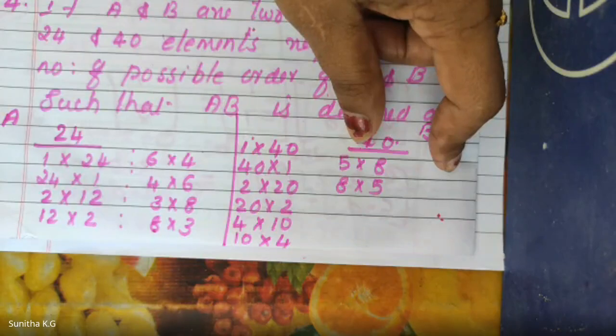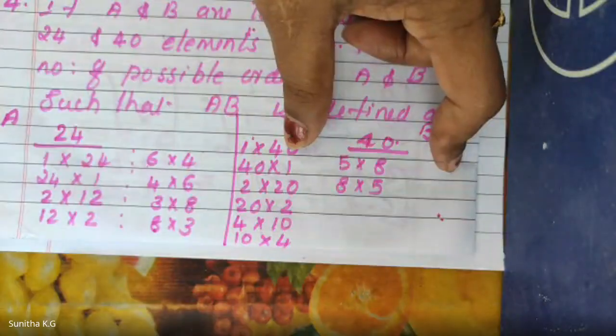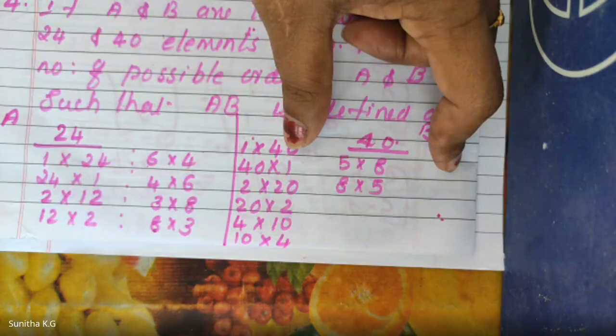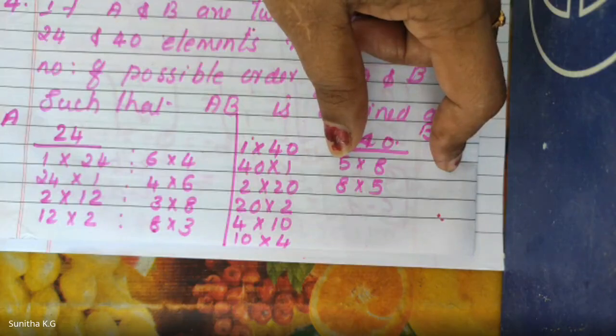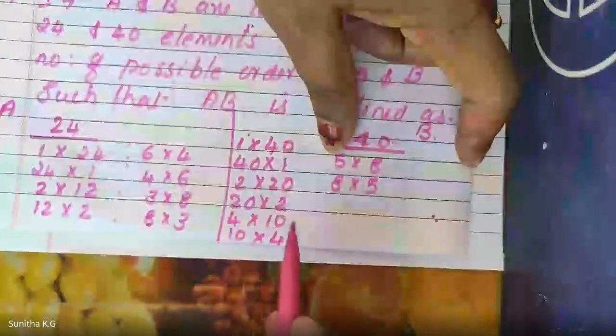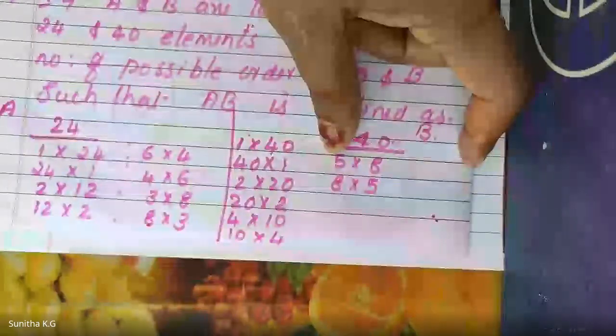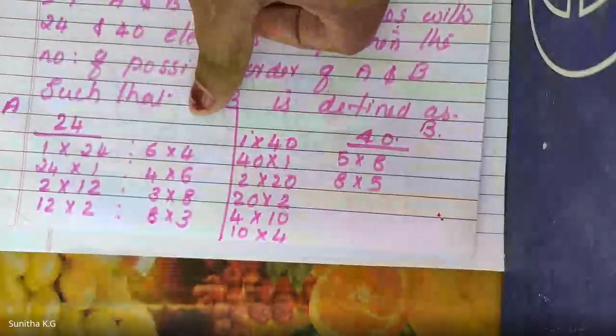Is there any possibility for 6? No. 7? No. 8? We have already written 8, haven't we? Okay. 9? No. 10? Okay. So, think about the corresponding values.